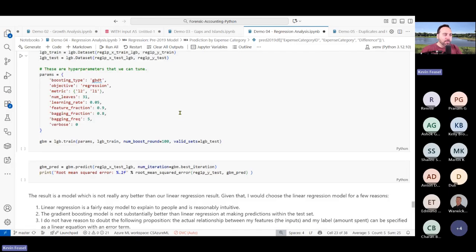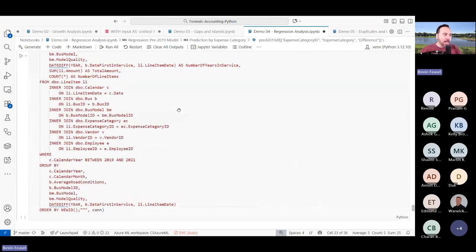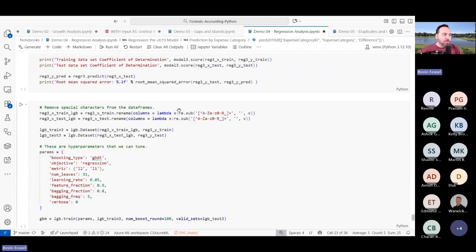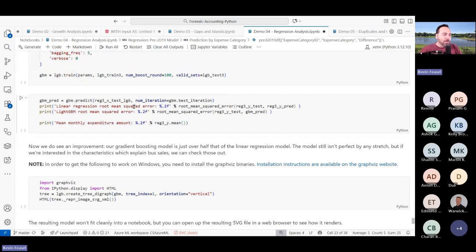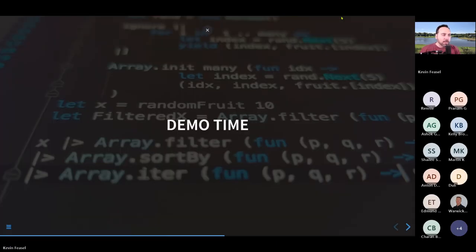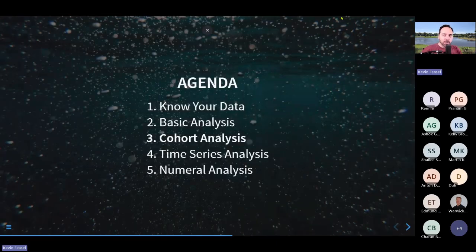So we're just going to leave it there. You're welcome to try this out if you'd like. If you look at the per month line items, there's an improvement. It's a little bit better, but it's still not fantastic. So let's keep going. Talk cohorts.